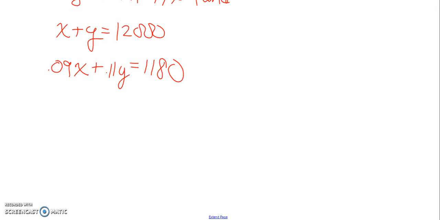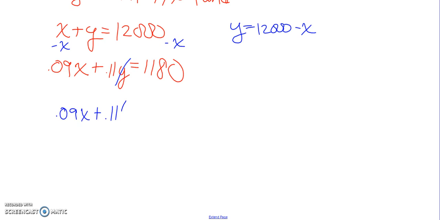I am going to use substitution to solve here. In the last problem, I solved for x. Why don't I solve for y this time, just for a little bit of difference? y is equal to 12,000 minus x. And here's where a substitution can happen. I'm going to take that y out of the problem: 0.09x plus 0.11 times (12,000 minus x) equals 1,180.